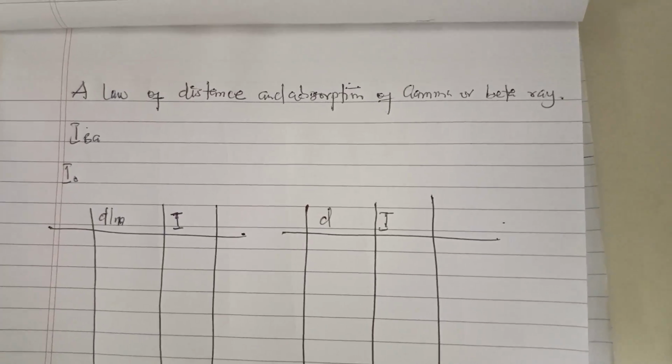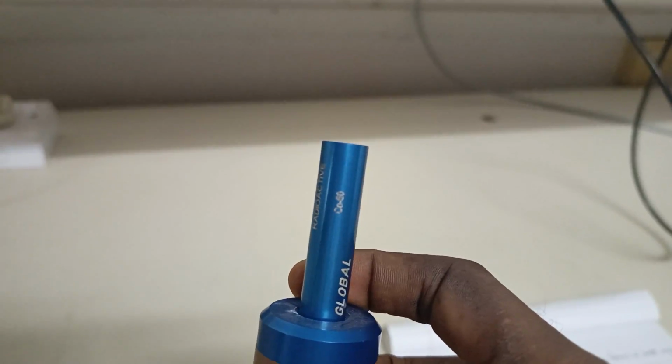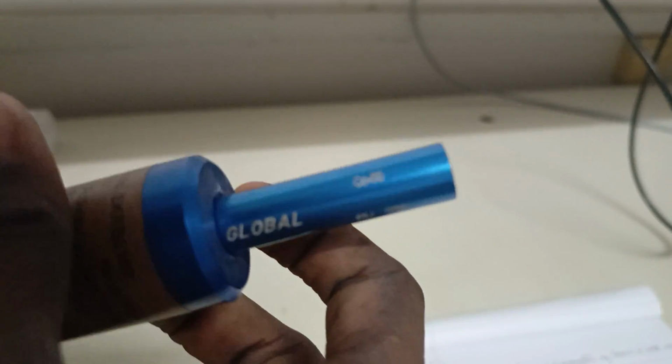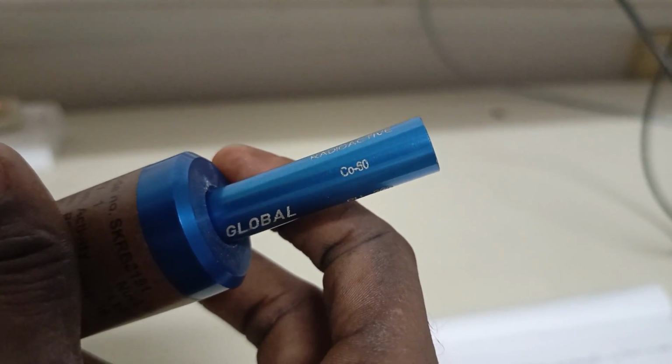Today we'll be looking at the law of distance and absorption of gamma or beta rays. In this experiment, we'll be using cobalt 60. That's the isotope that we'll be using.